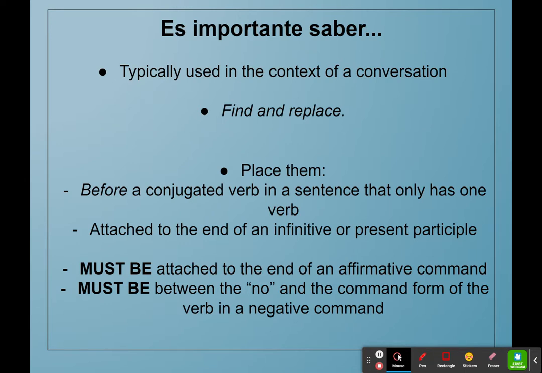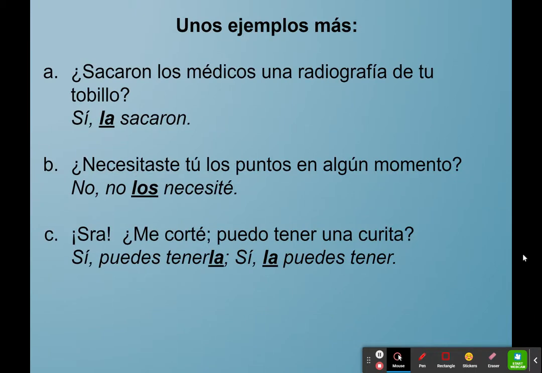When you're working with commands, direct object pronouns must be attached to the end of an affirmative command, and for a negative command, they must be between the no and the command form of the verb. So those are absolutes. When we're working with commands, the rules are a little different, so please keep that in mind as we move forward.